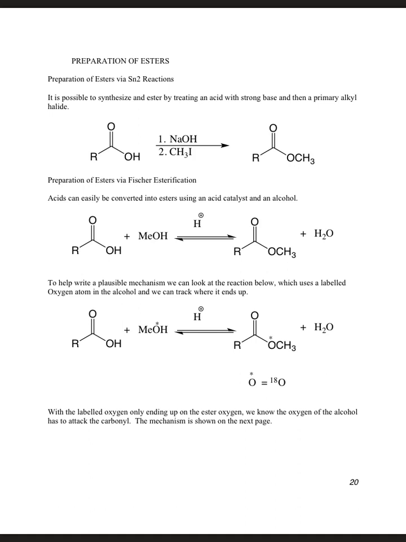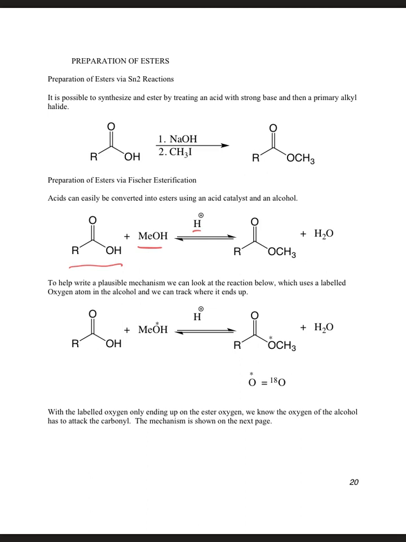The better way to form them is with a Fischer esterification, where we take an alcohol, we take some strong acid, sulfuric and phosphoric, and react them together, and we take a carboxylic acid and we can turn that into the ester.